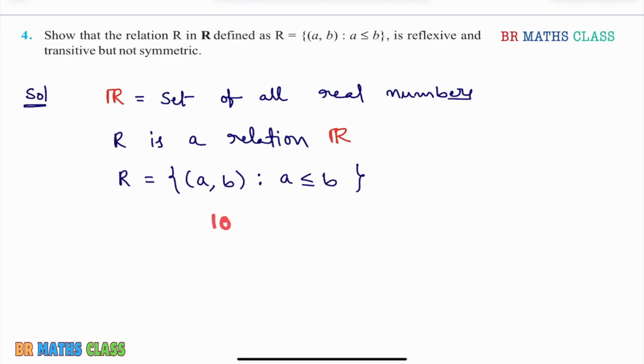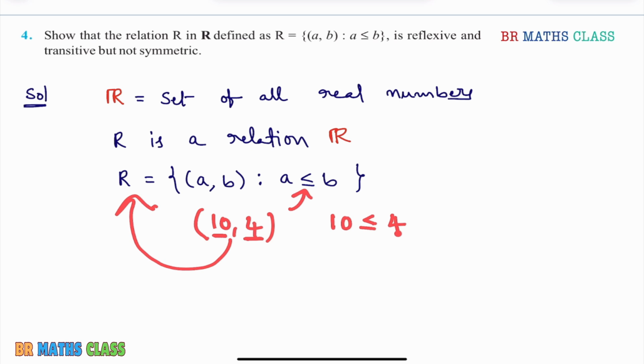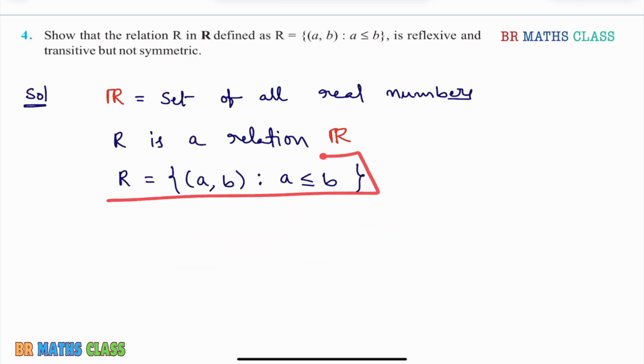Similarly, if I take 10 comma 4, is it there in this relation or not? How to check? First point, 10 is a real number, 4 is a real number. Second point, you need to check whether the ordered pair 10 comma 4 satisfies this condition, 10 is less than or equal to 4. Is 10 less than 4? No. Is 10 equal to 4? No. So we can say that this ordered pair does not belong to the relation, right?